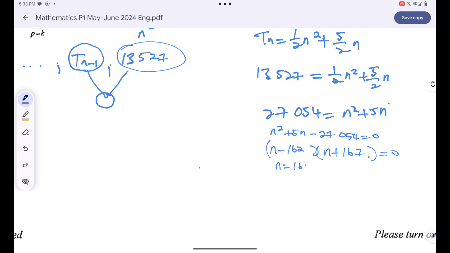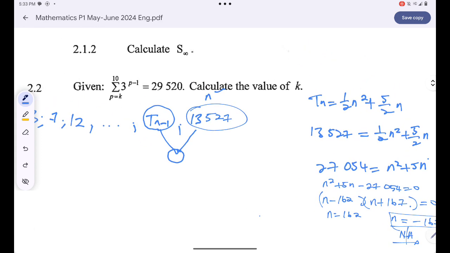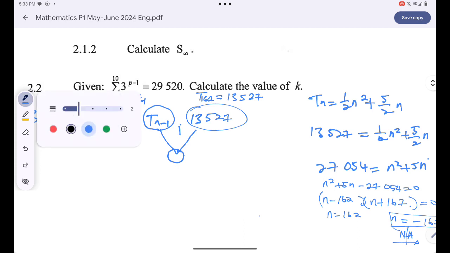So n is basically 162. Why? Because the other solution, which is negative, is not applicable. N is the number of terms, and you can never have a negative number of terms. So I now know that the 162nd term is equal to 13,527, which simply means I can now find the previous term. The previous term is simply the 161st term, T161. I can find the value of T161.